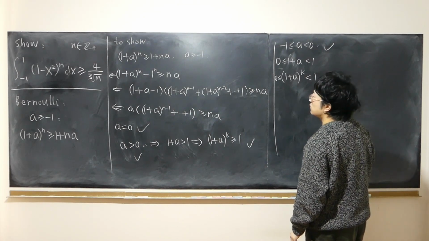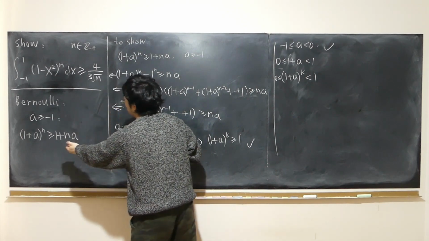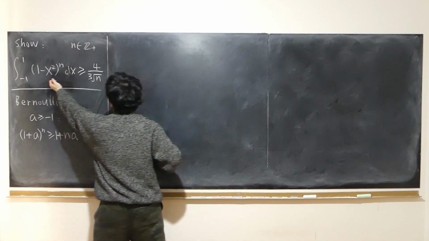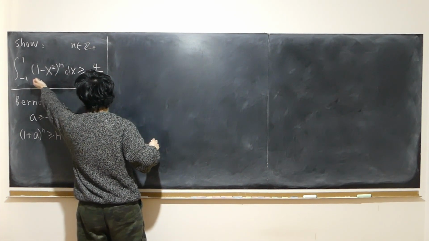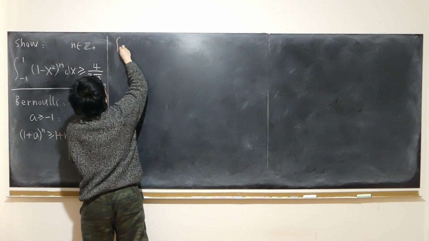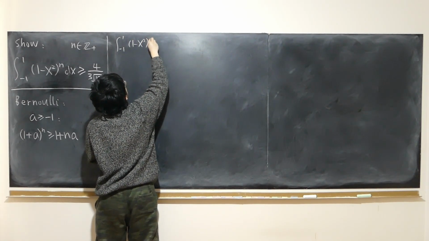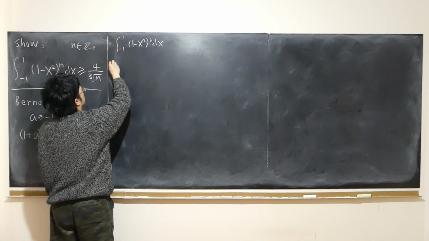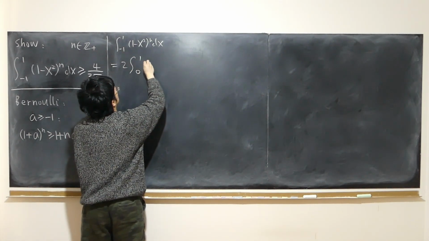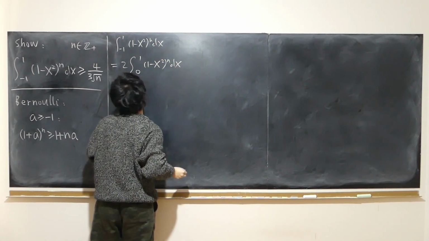Also true. So as long as a is bigger than or equal to -1, then we have the Bernoulli inequality. And now that we have the Bernoulli inequality, the original integrand is actually an even function, right? So this original integral can be written as twice the integral from 0 to 1 of (1 minus x squared) to the power of n dx, right?